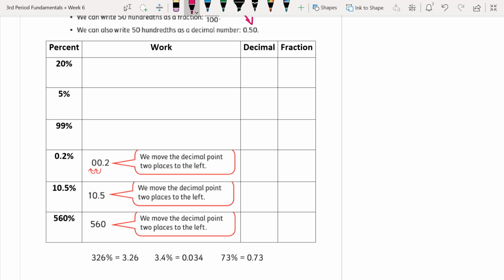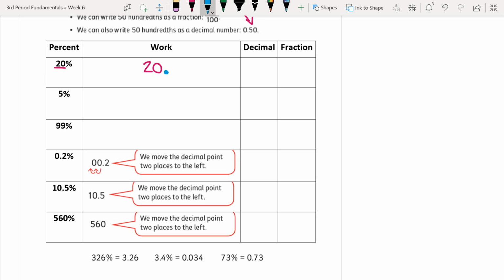So when we talk about 20%, in this little work box, what I want you to do is just write down the number 20 and just pretend like the percent symbol isn't there. So I'm just going to write 20. What we talked about last time was that if there's not a decimal, assume it's at the very end of your number. And so we're going to draw that in.